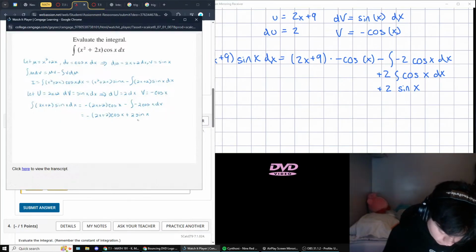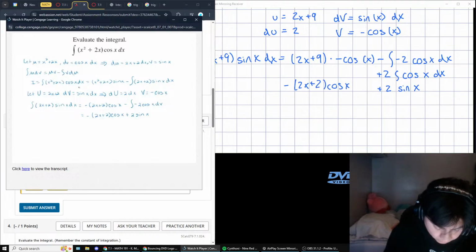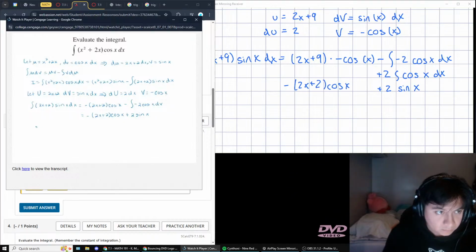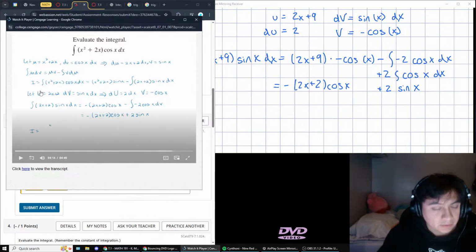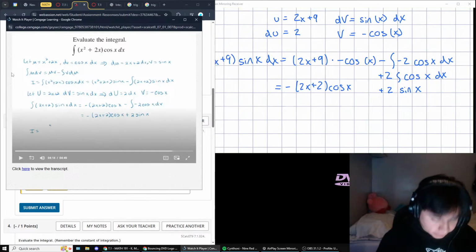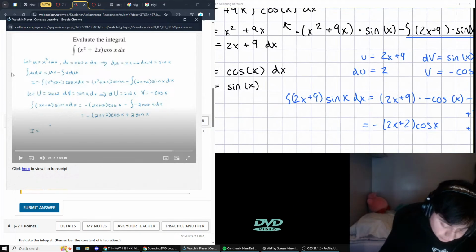So now we can take this and substitute it in back up here for this part of the integration by parts. So now we have I equals, and we have this part here. Wow, that can get really confusing so fast. Okay, so now we bring it all together.